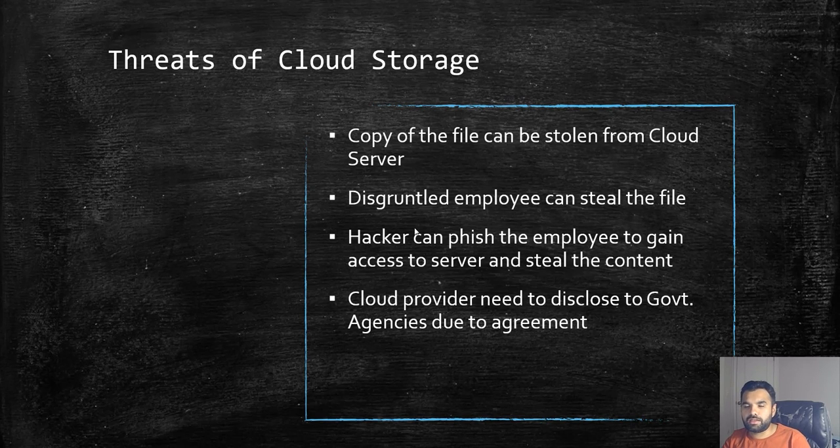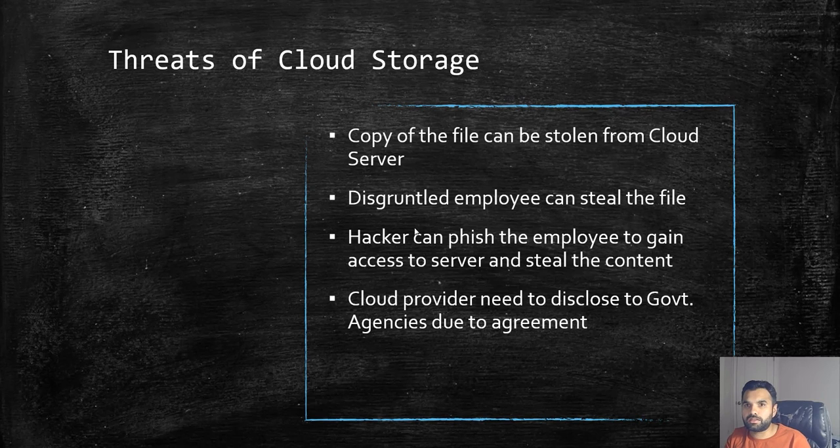Third one is, let's say the employee is not disgruntled, or not motivated by any benefit, but a hacker can phish the user, as happened in, I think, the Uber scenario, to gain access to the server and then steal the content. So here the employee is the weakest link, and the hacker can exploit that. That's another threat that we could explore.